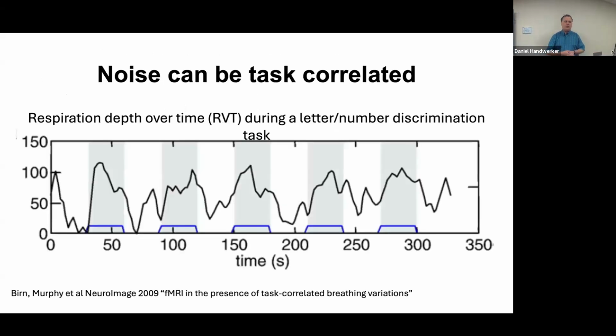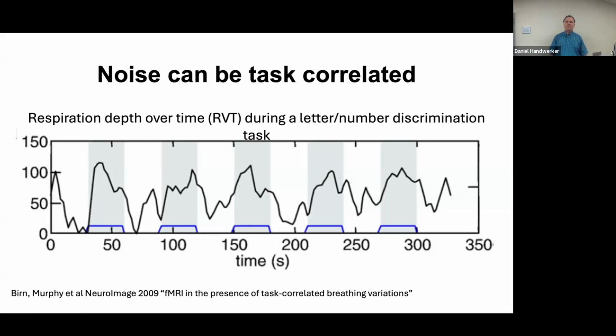So one example is that these noises can be task correlated. This is a paper a few of us wrote a bit back, where we measured respiratory depth and respiratory rate, and used a pulse oximeter to calculate pulse. And it turns out that when you do a task, this RVT, which is respiration depth, so essentially how deep your breathing is, changes. Whenever the task is on, which are these little blue humps here, the person on average was taking deeper breaths during the task periods and not during the off periods.